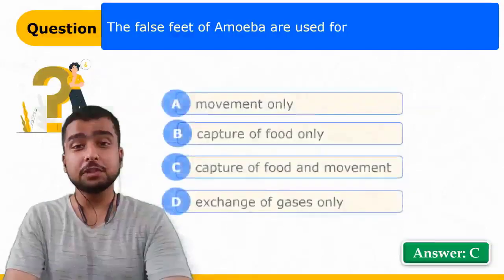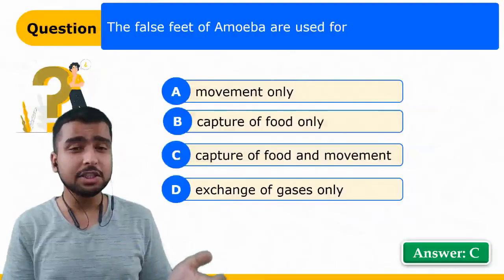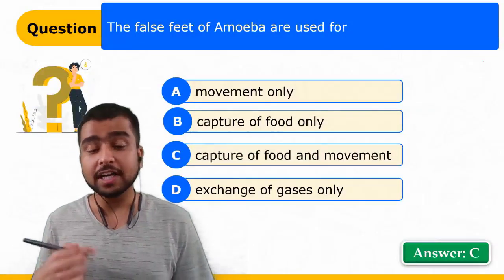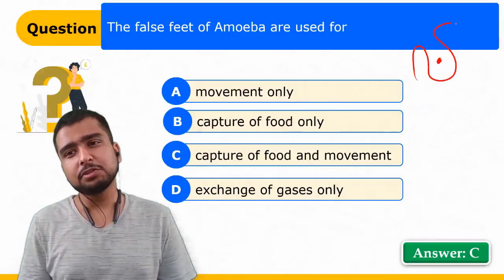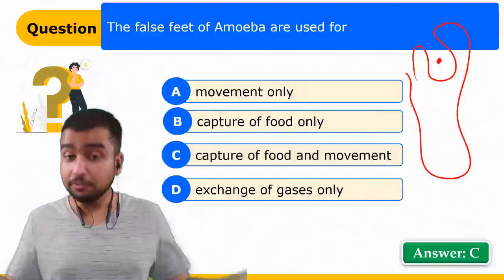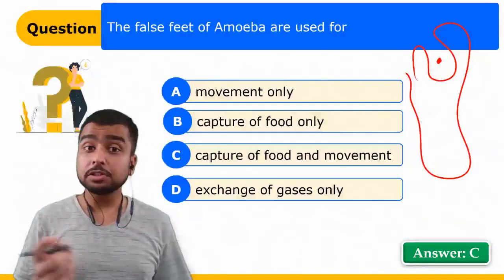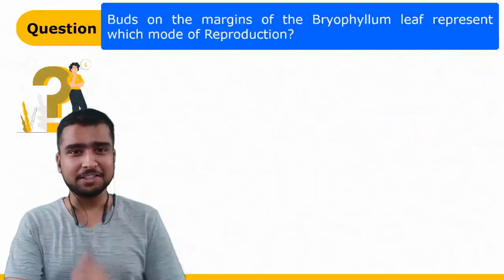So beta, the false feet of amoeba is used for. Now बेटा, आपको पता है false feet क्या कहते हैं उसे? Pseudopodia, right बेटा? Now pseudopodia is used for capture of food. किसी भी food को जब amoeba देखता है तो अपने pseudopodia को उसके चारों तरफ like a cup shaped structure form करके अंदर ले लेता है. And also it is used for amoeba to move बेटा. So correct answer would be C.